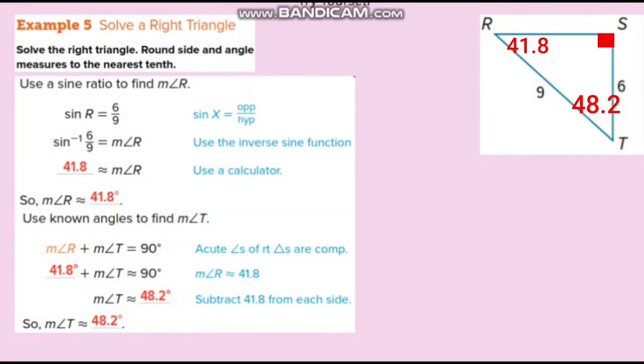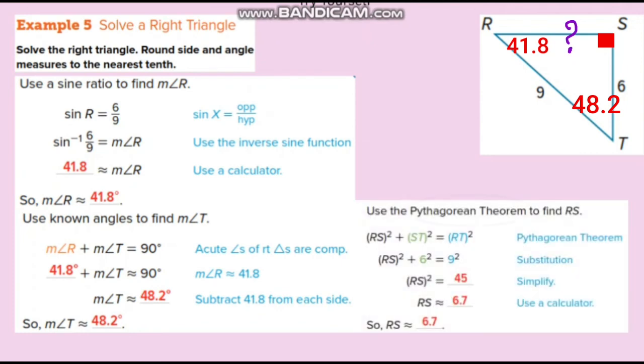The last missing side is RS. To find RS, we are going to use the Pythagorean theorem. That is RS squared plus ST squared equals RT squared. And the answer, as you see here, will be 6.7.